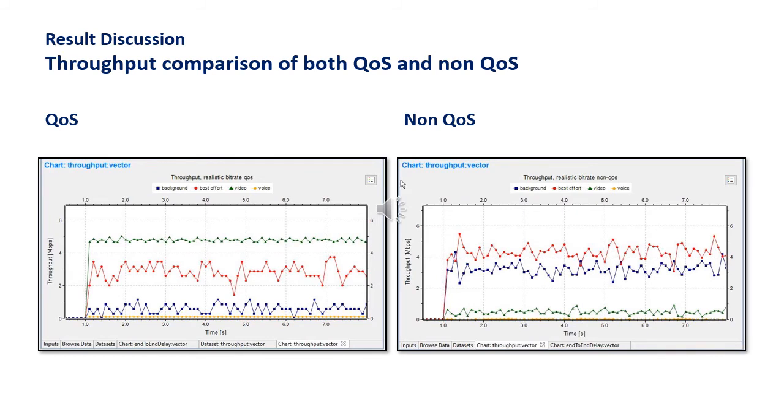Following the result discussion, these two pictures indicate the throughput comparison for both quality of service and non-quality of service scenarios. These two pictures clearly show how quality of service treats voice and video traffic, and if they stop sending their information, the throughput goes to lower priority traffic, such as background and best effort traffic.